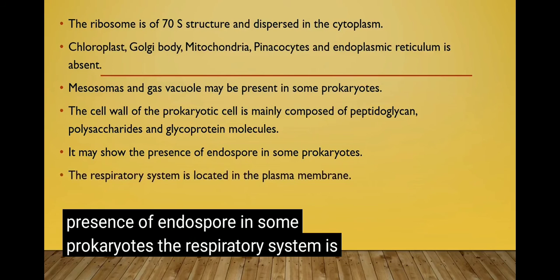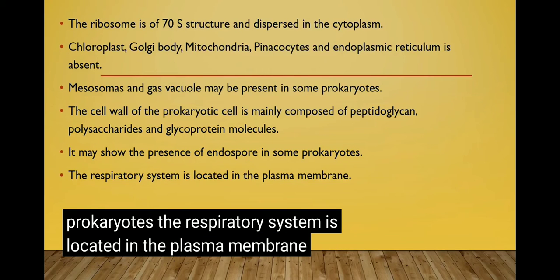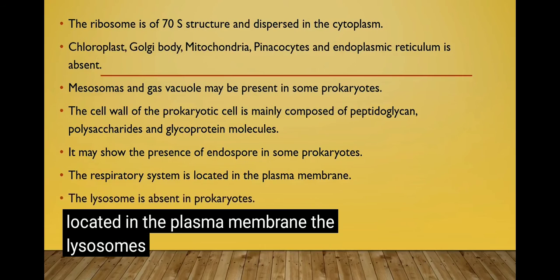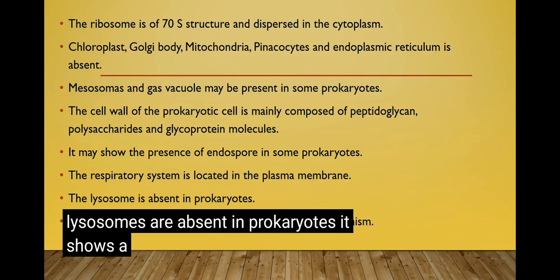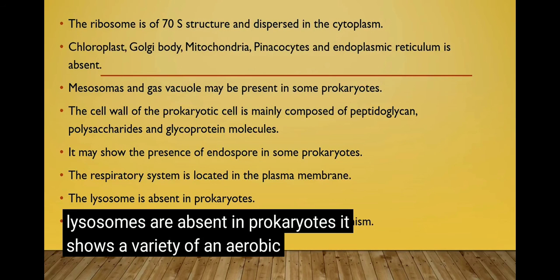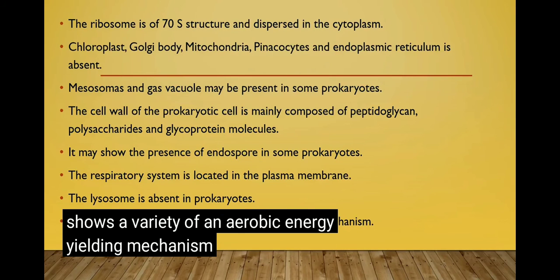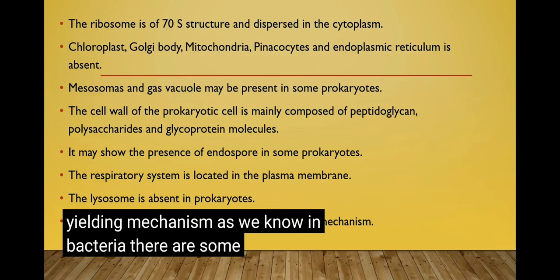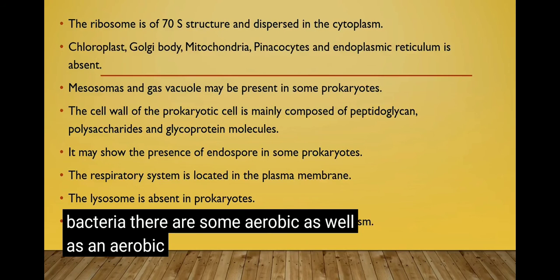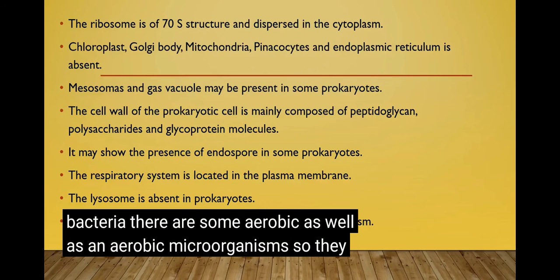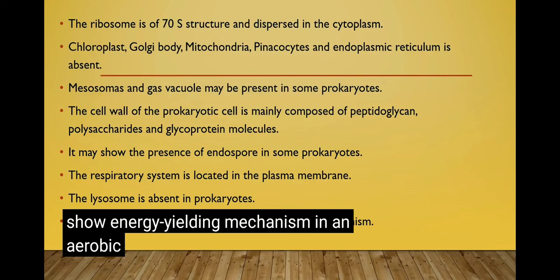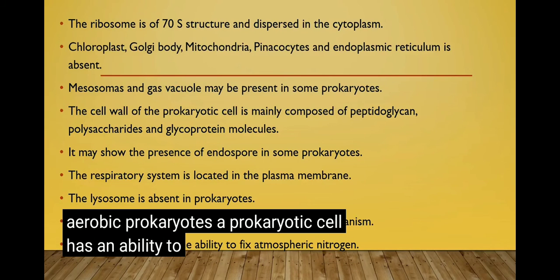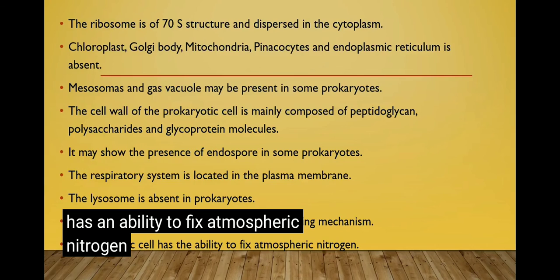The respiratory system is located in the plasma membrane. The lysosomes are absent in prokaryotes. It shows a variety of anaerobic energy yielding mechanism. As we know, in bacteria there are some aerobic as well as anaerobic microorganisms. So they show an energy yielding mechanism in anaerobic prokaryotes. A prokaryotic cell has the ability to fix atmospheric nitrogen.